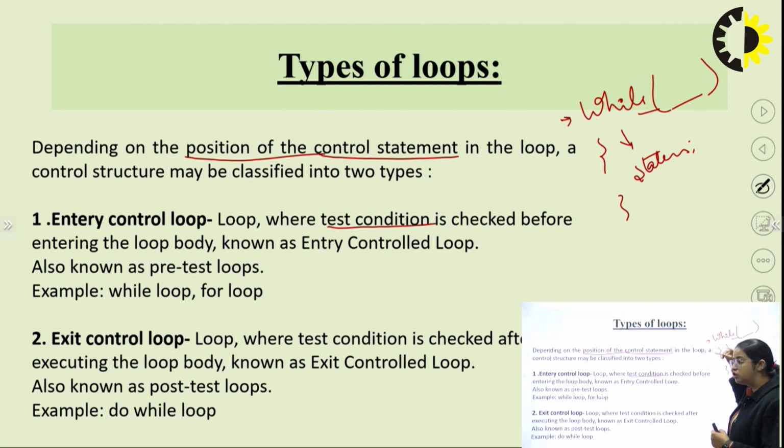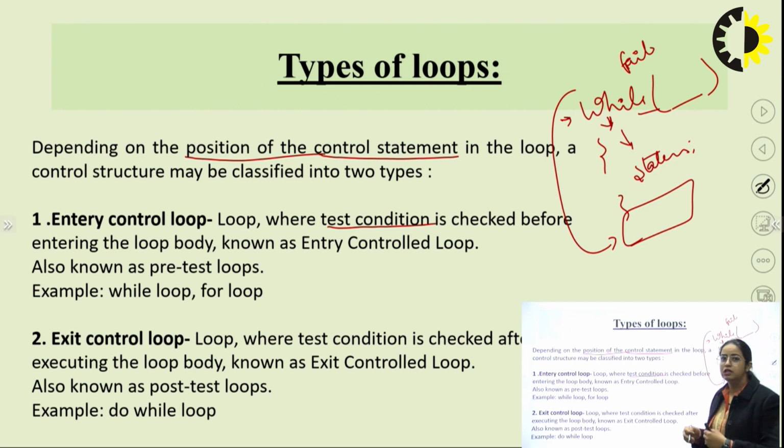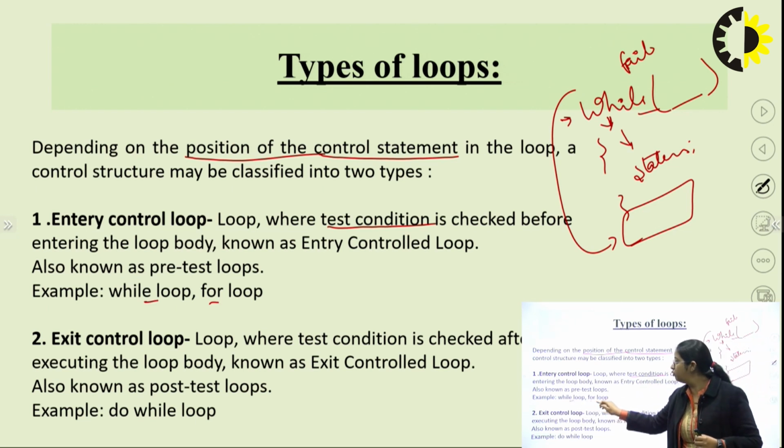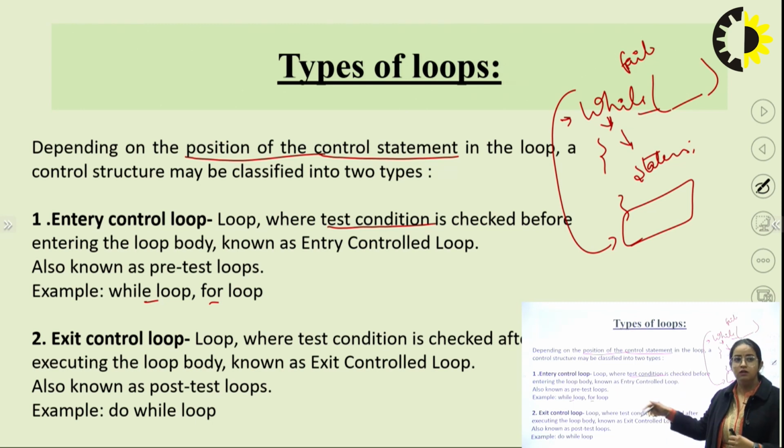Only if the condition is true, if the condition is satisfied, then only we enter into the loop. Otherwise we cannot enter. If the condition fails, suppose the condition is false, we do not enter into the loop. We directly exit from the loop, and the other statements outside the loop will be executed. So these are entry control loops, where the condition is checked before entering the loop body. We have while and for loops as the examples of entry control.